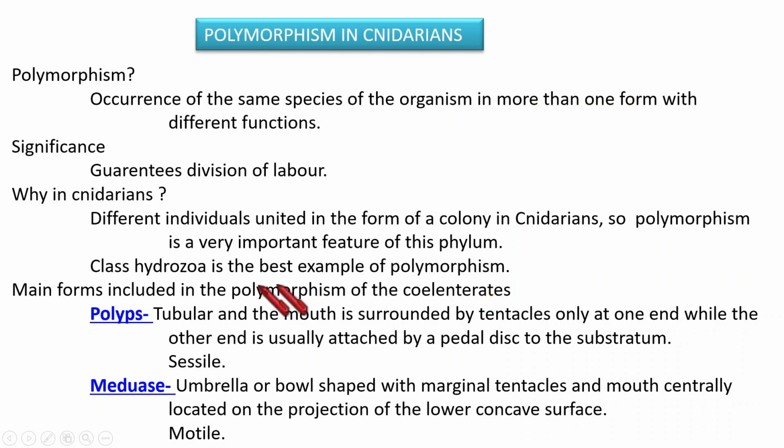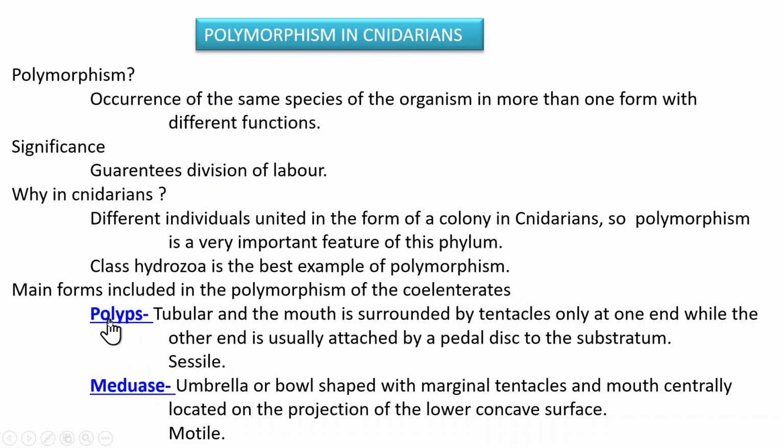Okay, clear? Then we are going to see the main forms of different morphology included in the phylum Coelenterates or Cnidarians. Coelenterates is the other name of phylum Cnidarians. The basic morphological forms that exist in Cnidarians are polyps and medusa. Clear? Different other types we can also see in Cnidarians, but they are all modifications of these polyps and medusa. So the foundations are polyps and medusa.